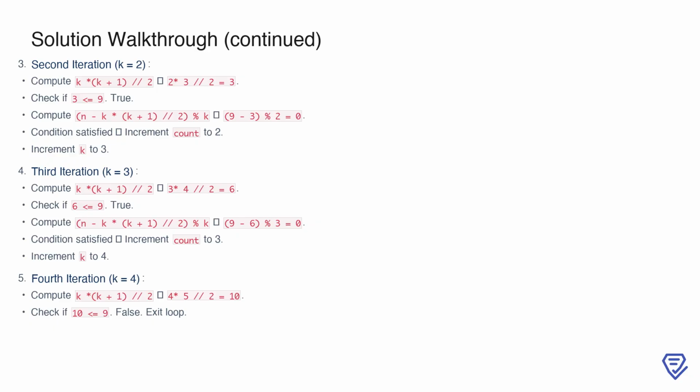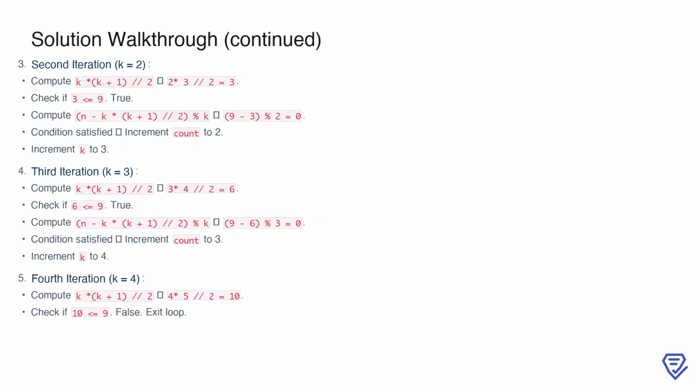Next, with k equal to 2, we calculate the sum of the first k numbers as 2*3/2 equals 3. Since 3 is less than or equal to 9, we check the condition. Substituting the values, (9 - 3) % 2 equals 0, so the condition holds. We increment count to 2 and increase k to 3. For k equal to 3, the sum becomes 3*4/2 equals 6. Since 6 is less than or equal to 9, we check the condition again. Here, (9 - 6) % 3 equals 0, so the condition is satisfied. We increment count to 3 and set k to 4.